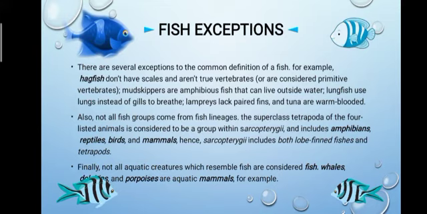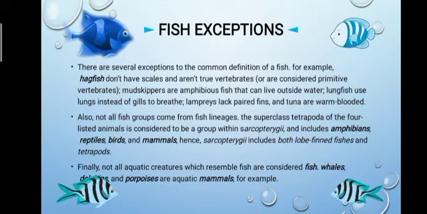Finally, not all aquatic creatures which resemble fish are considered fish. Whales, dolphins, and porpoises are aquatic mammals, for example. So on this slide, not all fish are vertebrates. For example, the hagfish don't have scales and they are not vertebrates. They are considered primitive vertebrates. And also lungfish don't use gills to breathe. They use their lungs, from the word itself, lungfish.